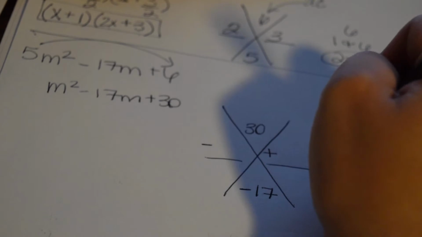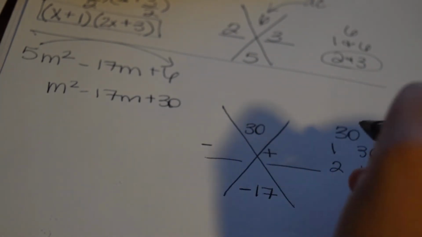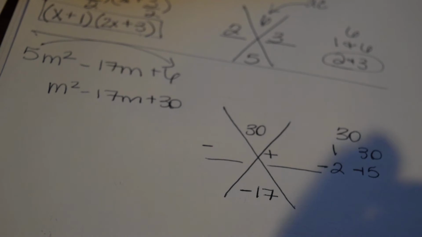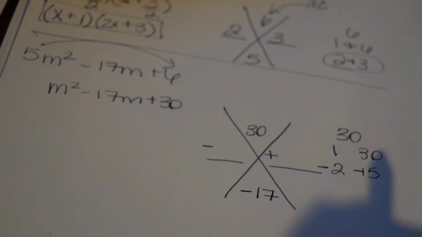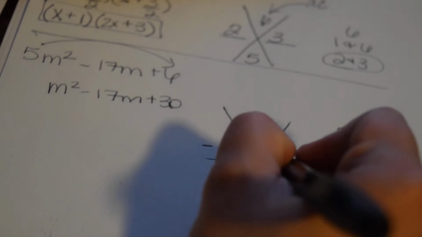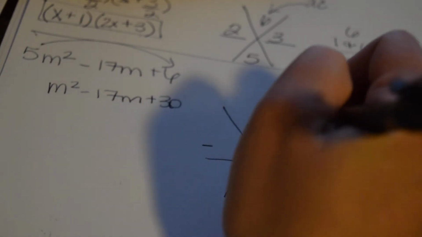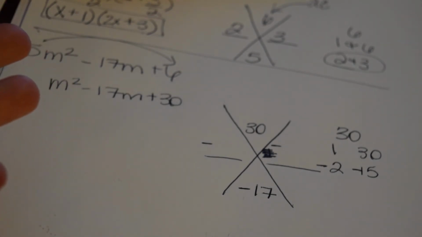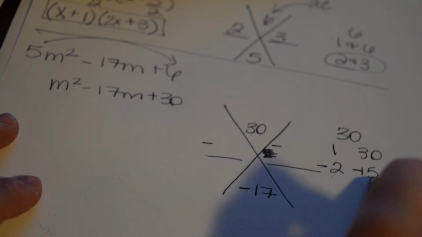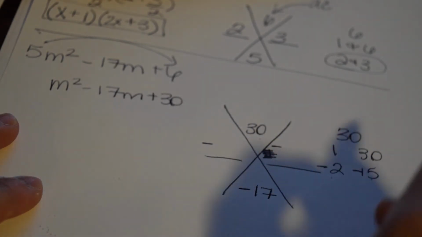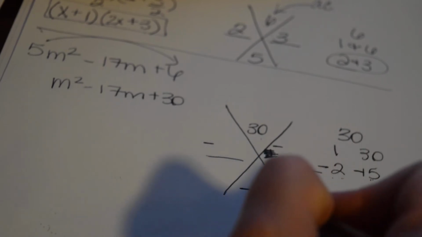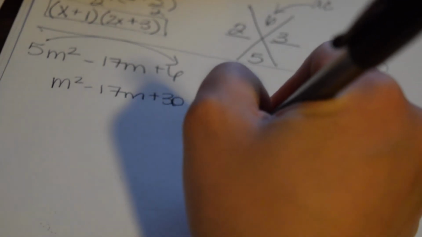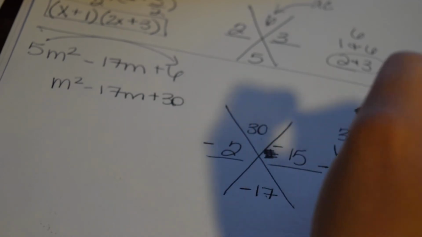We have 2 and 15. If we made both of these negative, that would work. So I made a mistake. You don't always assume that it's going to be negative. It depends on what factors you find. Sometimes it'll be the case where one's positive and one's negative. Sometimes it'll be the case where they're both negative. Because if I take negative 2 and negative 15 and multiply them, I get 30. If I take negative 2 and add negative 15, I get negative 17. So our two factors are negative 2 and negative 15.